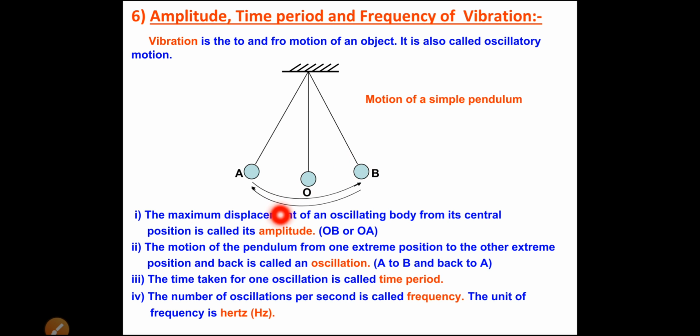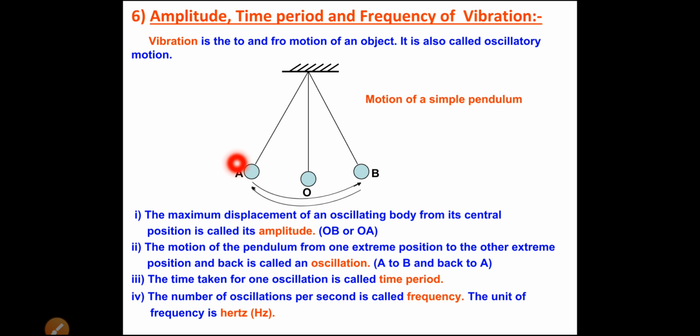Now see, at the maximum displacement, what is the amplitude? This first word is the amplitude. Before the amplitude, you have understood what vibration is. It is nothing but the to and fro movement of an object, or oscillatory motion of an object. Now what is the amplitude? The amplitude is the maximum displacement of an oscillating body.